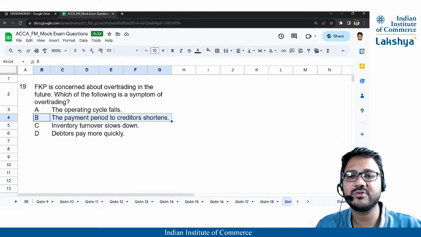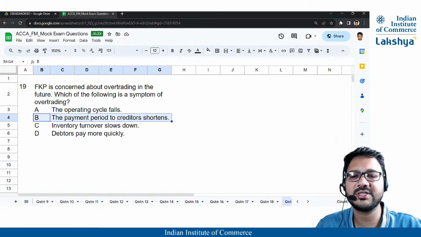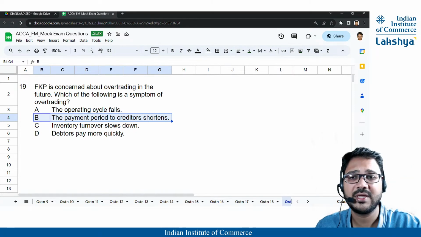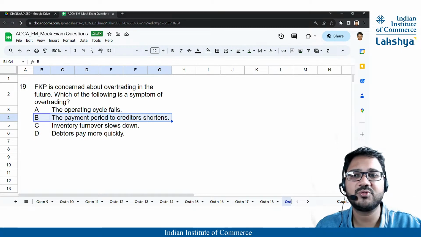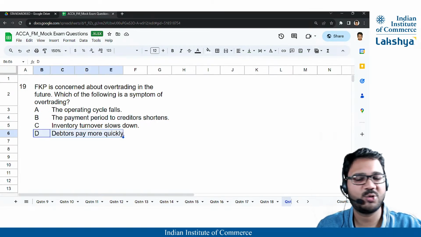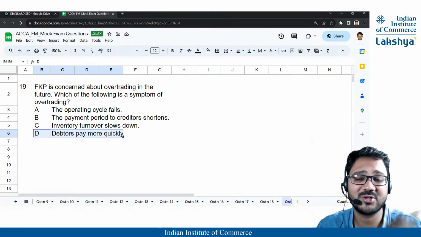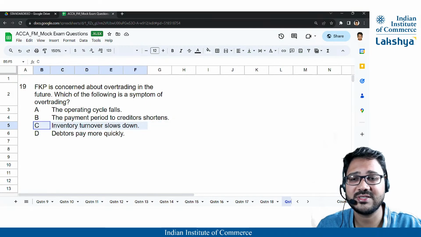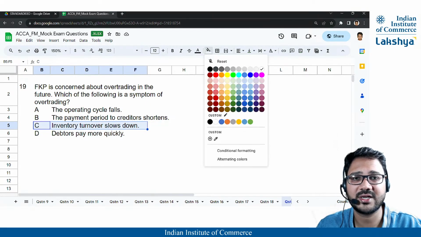Inventory days turnover slows down. So inventory turnover is sales to inventory. Now, if your inventory levels go up and sales do not improve that much, then yes, inventory turnover could slow down. And debtors pay more quickly? Well, debtors are not going to pay any quicker. In fact, you're going to give them a longer credit period, so they're going to pay later. So option C seems to be the only right answer.